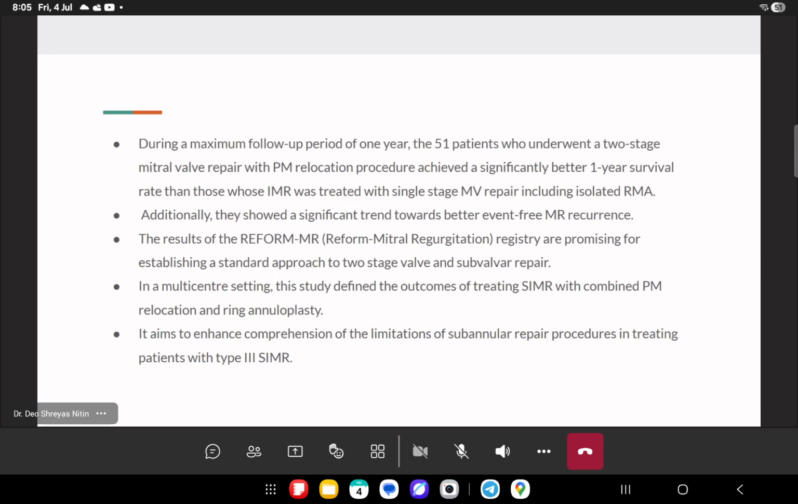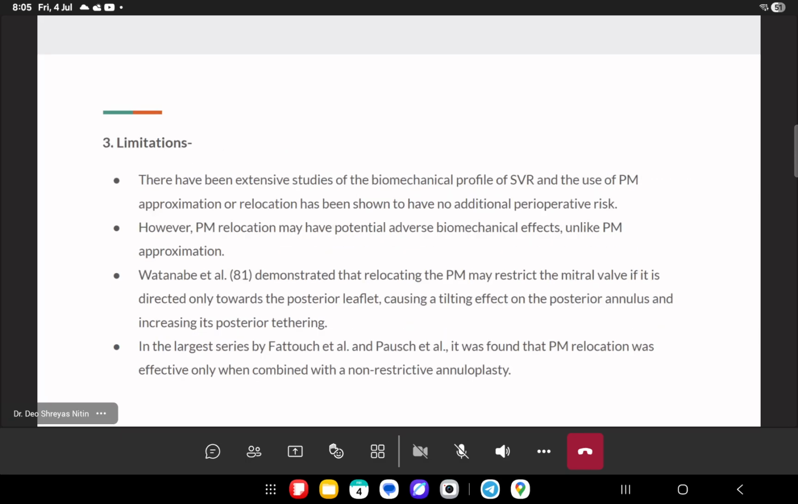The results of the RESHAPE-MR trial registry are promising for establishing a standard approach to two-stage valve and subvalvular repair. In a multi-center setting, this study defined the outcomes of treating secondary ischemic mitral regurgitation with combined papillary muscle relocation and ring annuloplasty. It aims to enhance comprehension of the limitations of subannular repair procedures in treating patients with type 3 secondary ischemic mitral regurgitation.